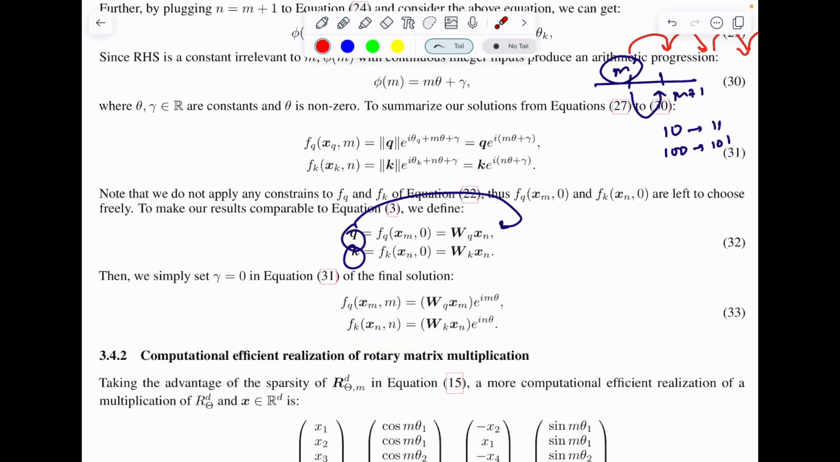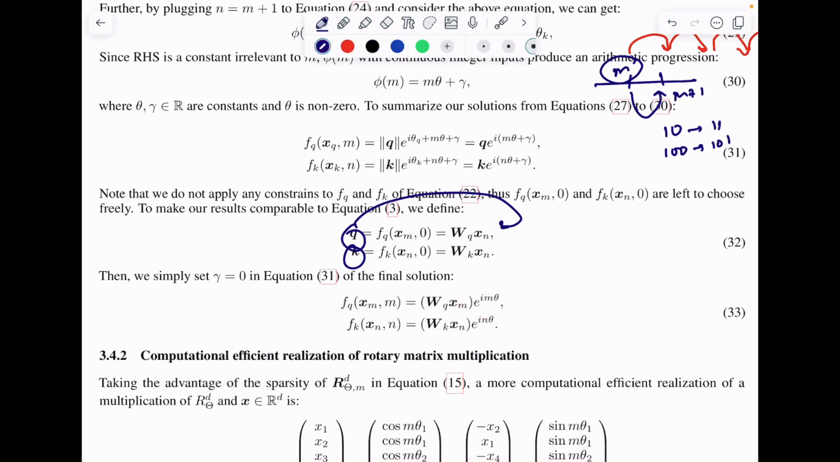So now stare at this. Let's just stare at this equation. What is this equation saying? That if you want to represent a query vector xm at position m, then you take the initial information or component xm, do a linear transformation using the matrix wq, and shift the angle of the vector by m times the original angle.